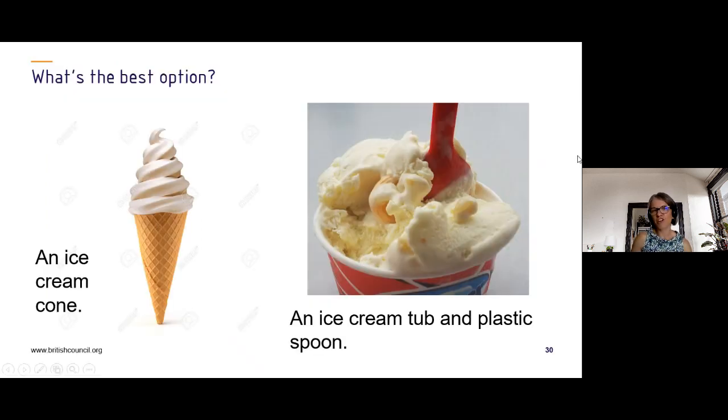But what can be rather nice with primary, I've done this with like 8-year-olds, give them an options game, yeah, that the kids have to point to or run to the option that is more eco-friendly. What's the best option? Is it the ice cream cone, or is it the tub with the plastic spoon in it? They point to it, they run over to it, they say the vocab, fabulous.